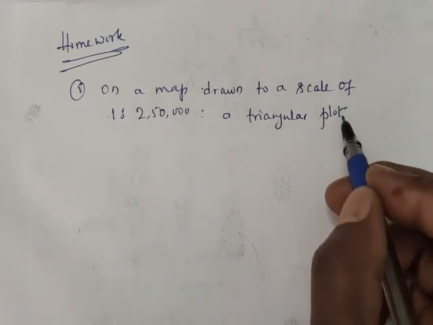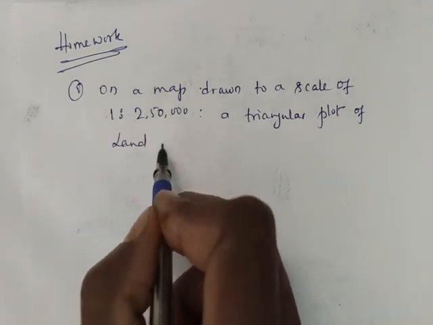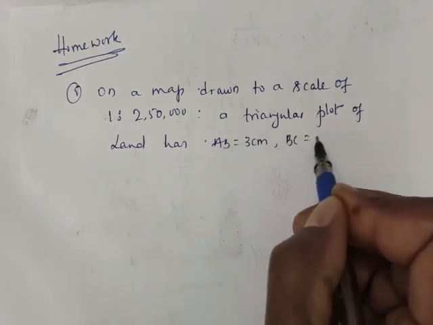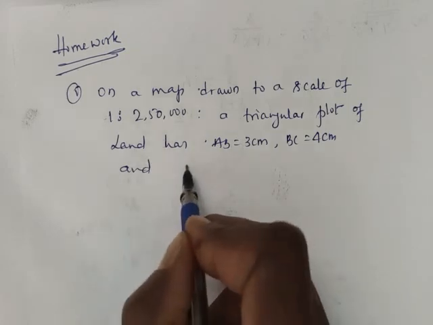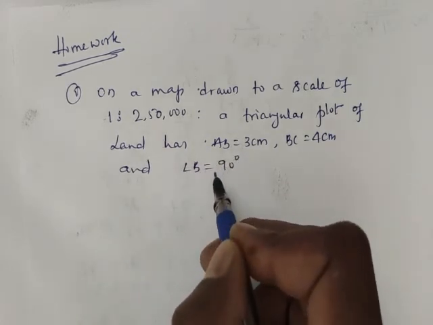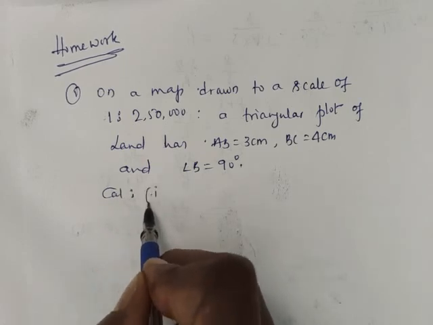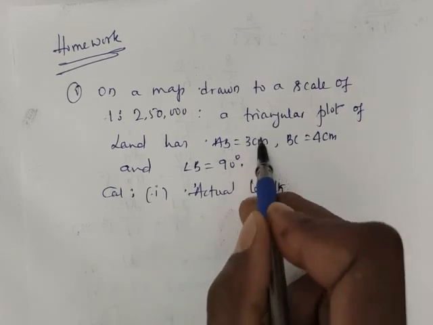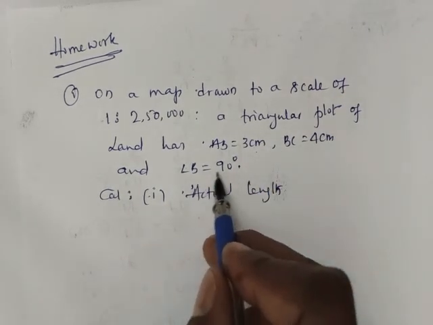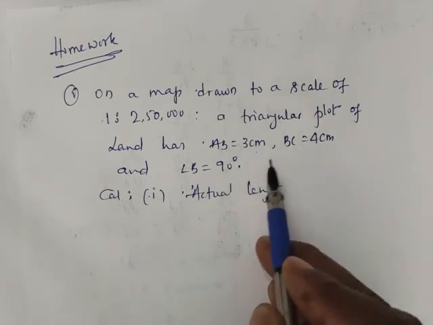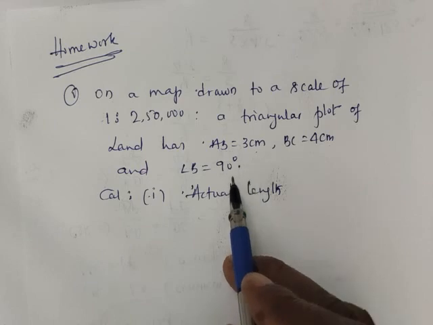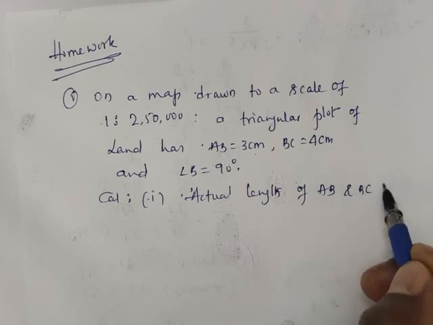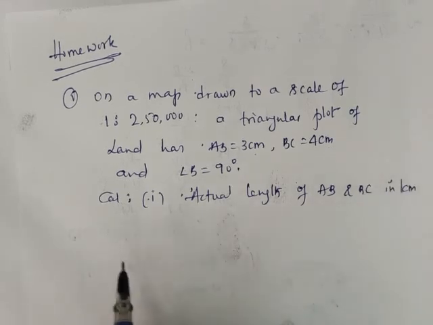For you I give a triangular plot of land as AB equal to 3 centimeter, BC equal to 4 centimeter and angle B equals 90 degrees. Calculate, first sub-question, the actual length. These values, 3 centimeter, 4 centimeter, angle B 90 degrees, are from the map of a land. So we want the actual length of AB and BC in kilometer.